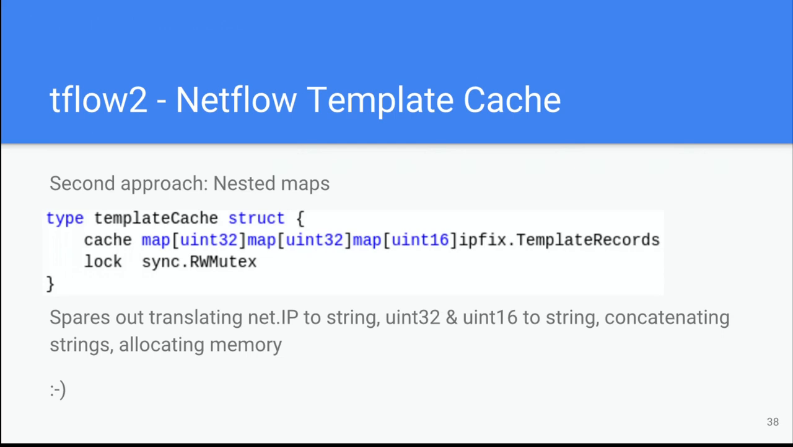So this spares me from converting the IP address that I have of the router from net.IP into a string in the first place. The next thing is, this saves me converting a uint32 and a uint16 into a string. And it saves me concatenating the string, and it saves me allocating memory for the string. So I'm not doing anything, basically. I just use data that I have anyway, reinterpret it as uint32s, and use it to access a map in constant time. Much faster.